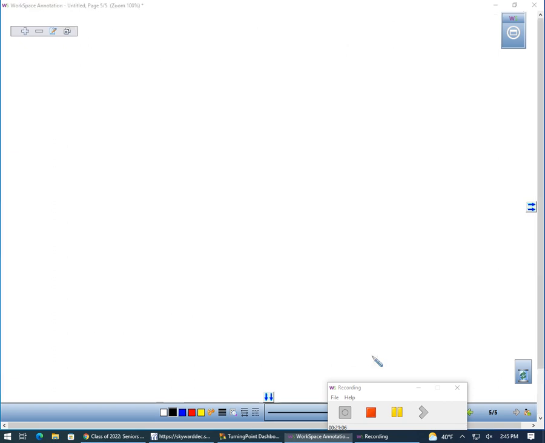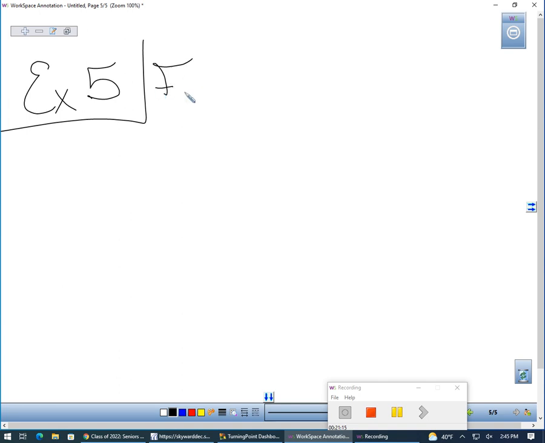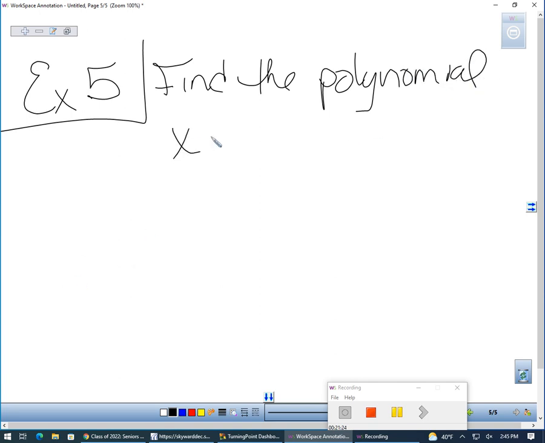All right, so here's example number 5. Find the polynomial for the root x equals 1 plus 7i. All right. So if I have 1 plus 7i, I have 1 minus 7i. Now, how these go in the root is a little tricky. That's why I wanted to do one.